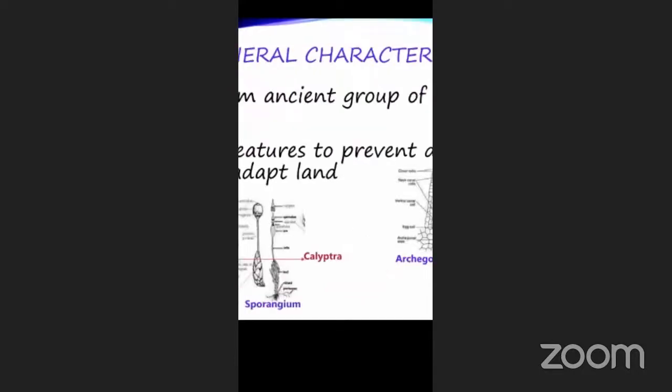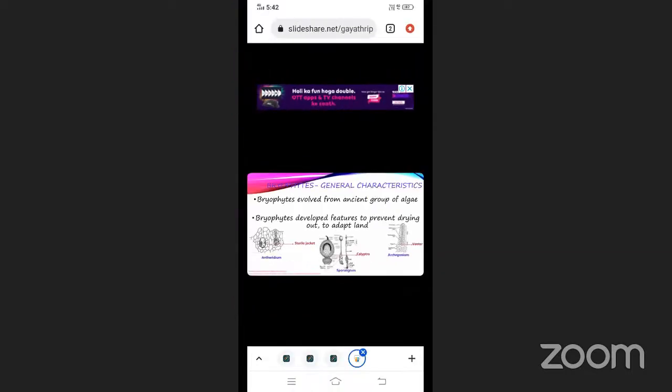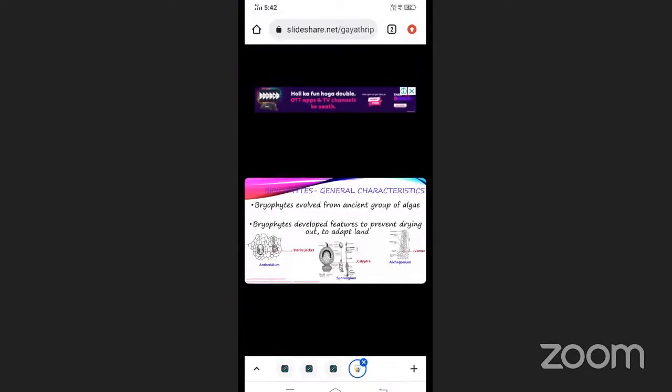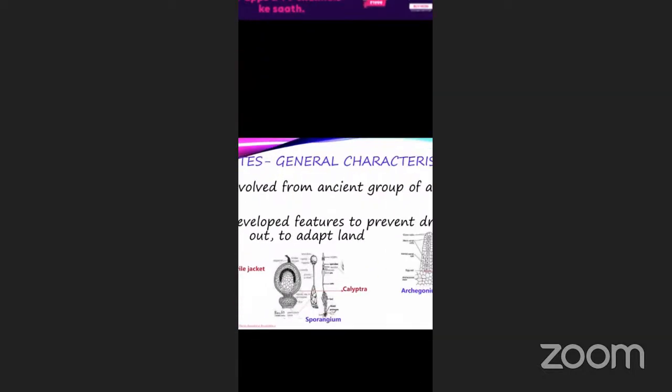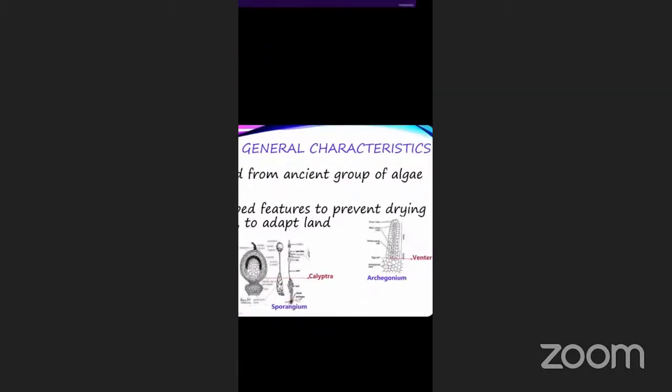Is it clear? Is it audible? Yes, sir. Okay. Embryogenic plant means the embryo first appears in the bryophytes only. This is the important point. So in algae and fungi, we cannot see the embryo. Only zygote formation is there, and the zygote goes through meiotic division to produce the spores.